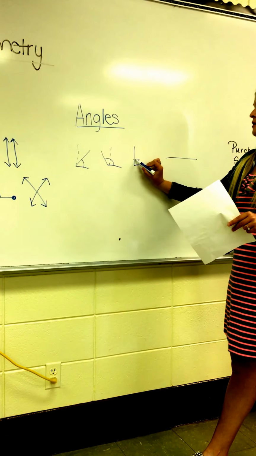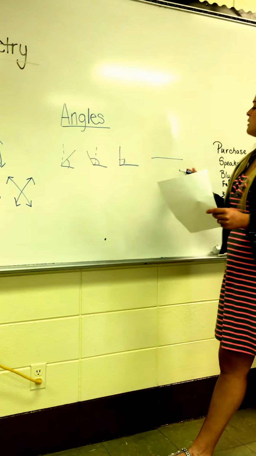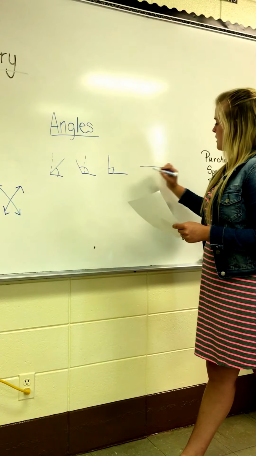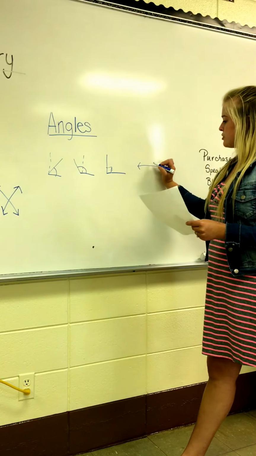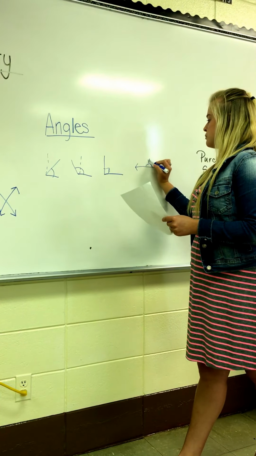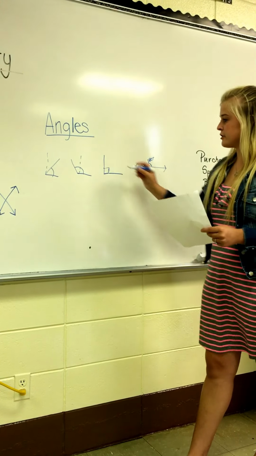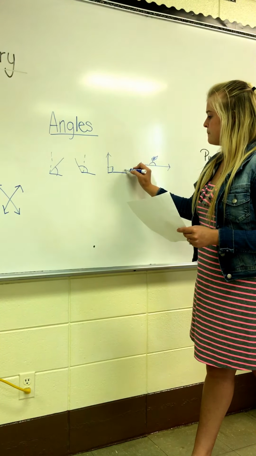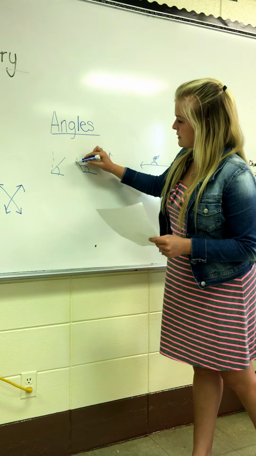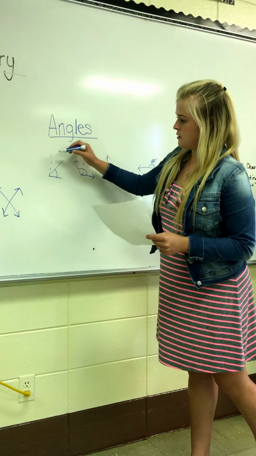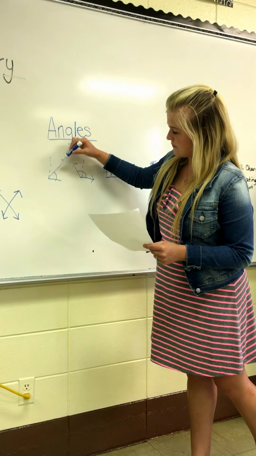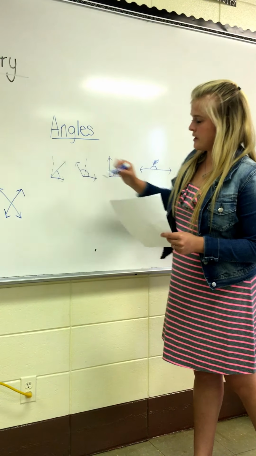It's always going to make a box. Your last one is your straight. Your straight equals 180 degrees. Now remember, the arrows that I'm drawing mean they are what? Good, that means they are lines. They have no beginning and no end.